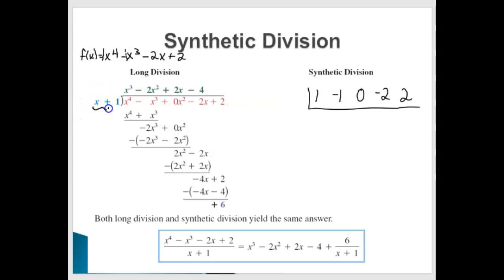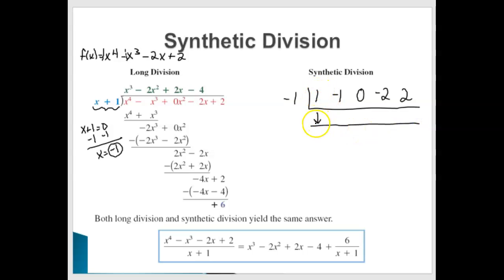In long division, we use the factor, that x plus 1 factor. But this time what we're going to do is use the root or the solution or the 0. Remember, all three of those terms mean the same thing, that goes with x plus 1. So remember, if we were to take x plus 1 and set it equal to 0, we would solve that by subtracting 1 from both sides, and we would get x equals negative 1. Well, it's the root or the solution or the 0 that we're going to use as the divisor in our synthetic division. Okay?